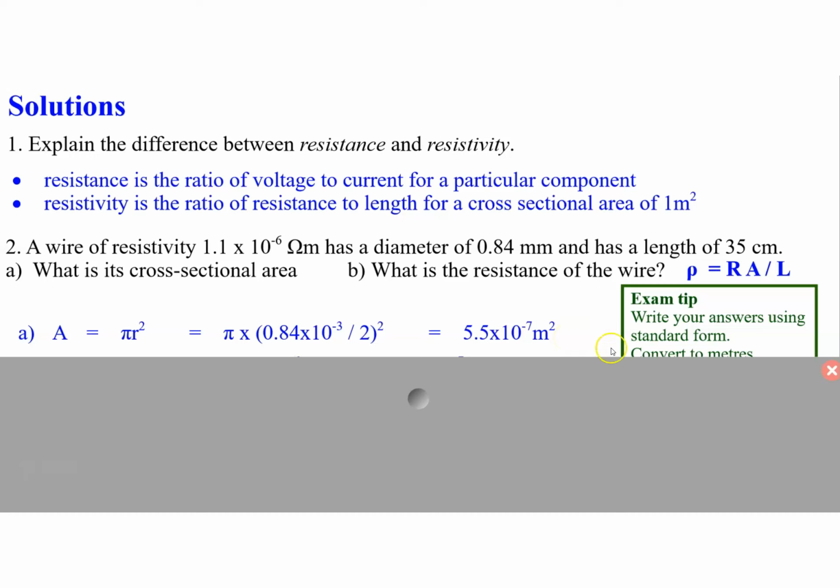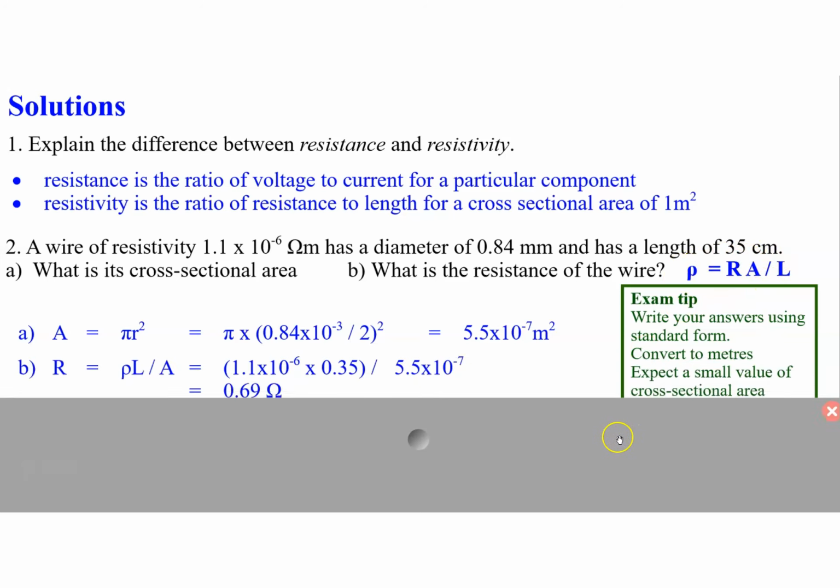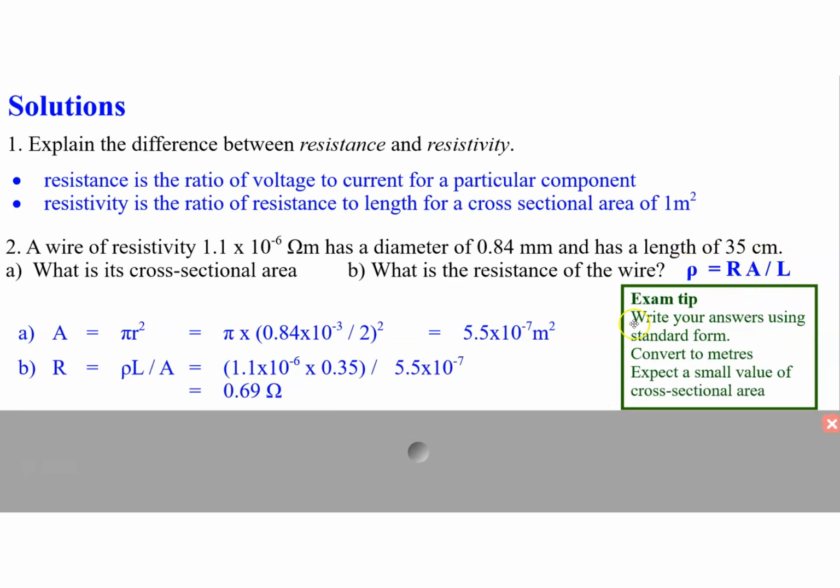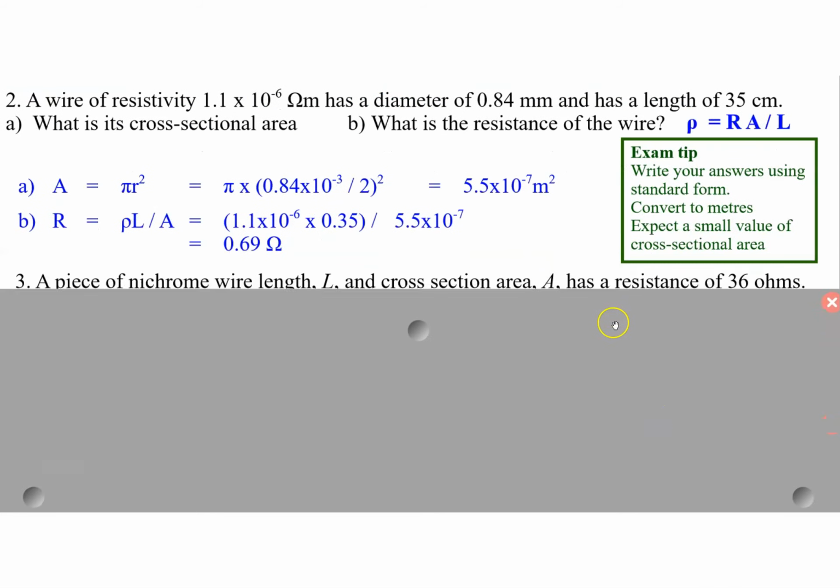Sounds about right. The resistance, we can rearrange this expression here to make R the subject. We've got the resistivity, we've got the length, and we've got our value for cross-sectional area. 0.69 ohms, sounds about right. So exam tip: standard form, obviously show your working, convert to meters, and expect a small value for the cross-sectional area, typically.